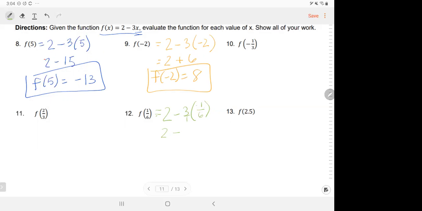So 3 times 1/6 will give me 3/6, or I could just write half. I know that 2 minus half is just 1.5. I'm going to leave it as an improper, 3 halves. So f of 1/6 is equal to 3 halves.